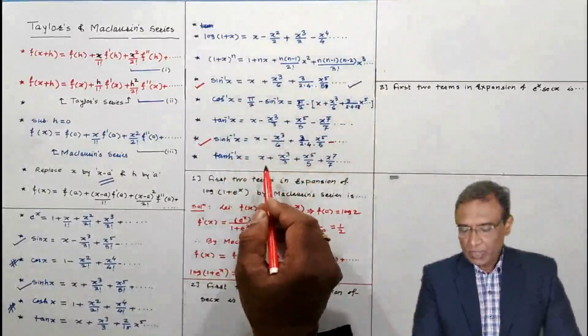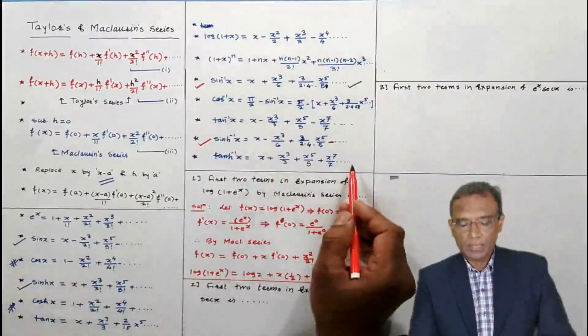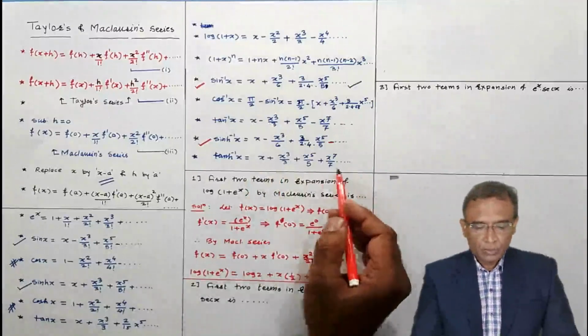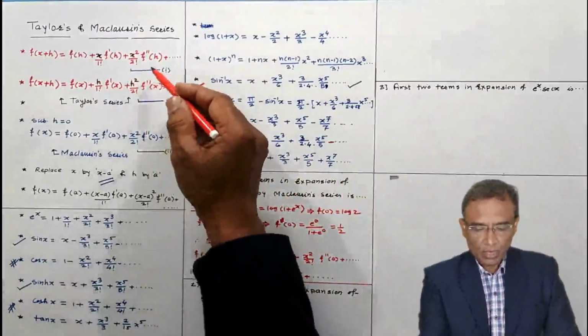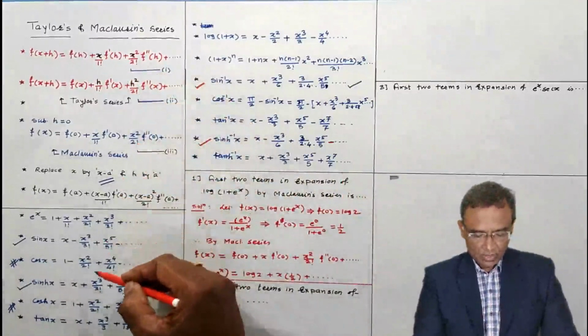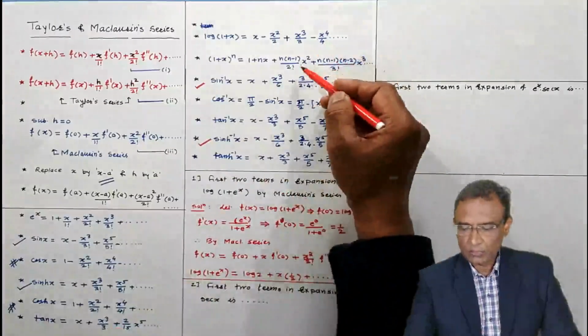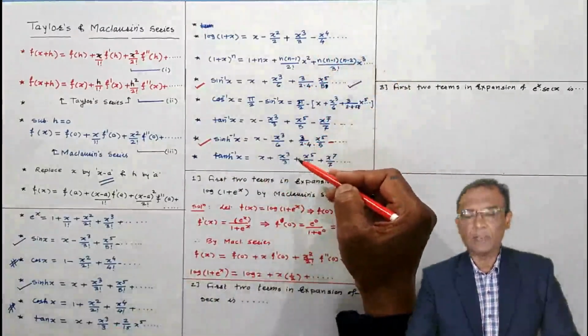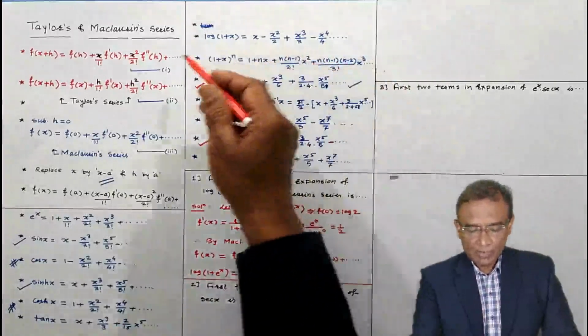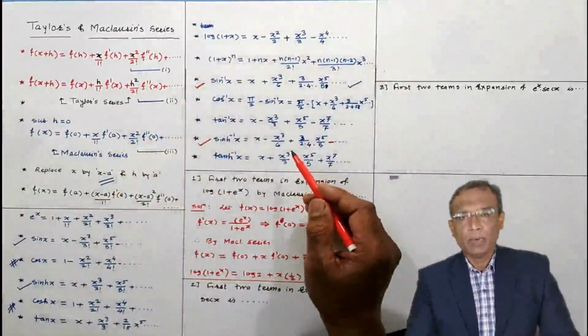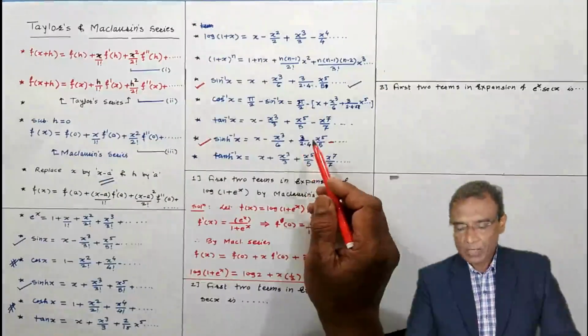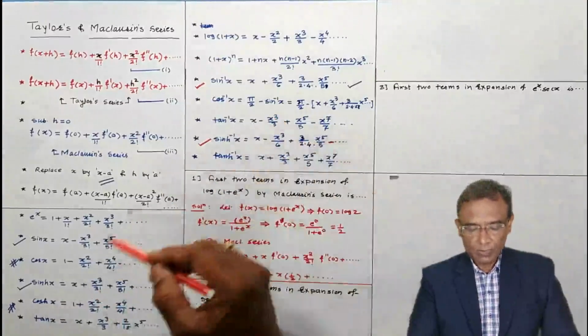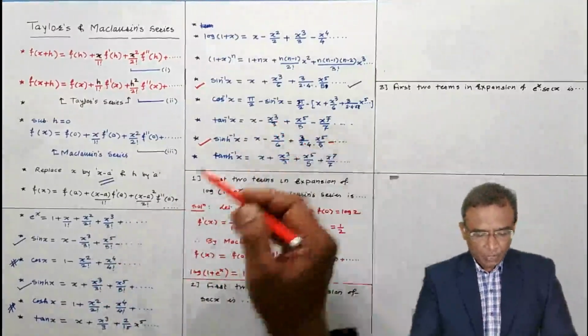Now the tanh inverse x expansion is this one. In the examination, one of these formulae may be asked: 1, 2, 3, 4, 5, 6, 7, 8, 9, 10, 11, 12, 13, 14, 15, 16, 17. Out of these 17 formulae, one of them may be asked in the examination.